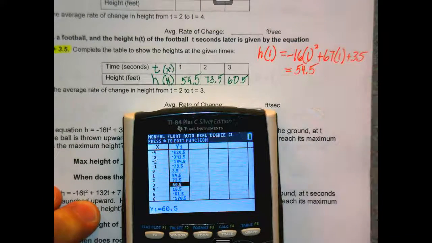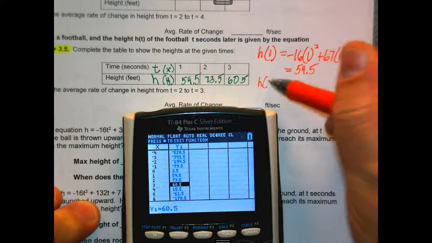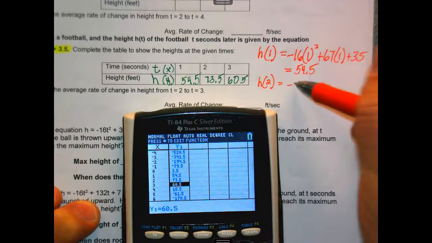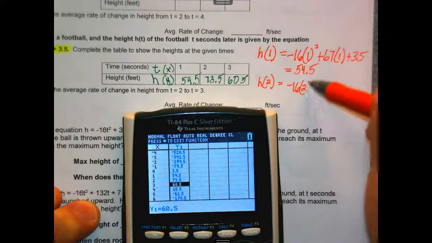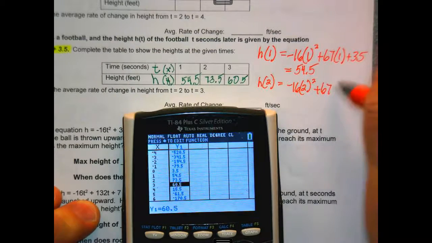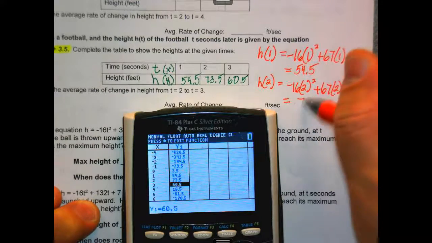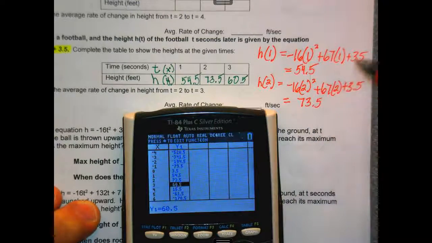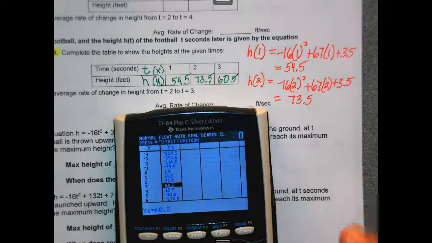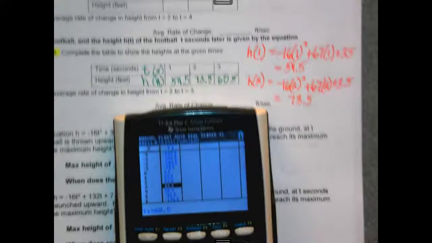And then you could do it for h of 2: negative 16 times 2 squared plus 67 times 2 plus 3.5. And you should get 73.5. Yeah, I mean, it's a lot of work. And then the next problem, you have to put it in the calculator. That's why I'm like, might as well learn it.